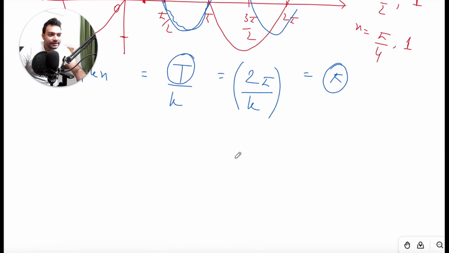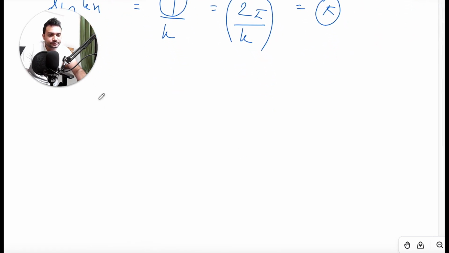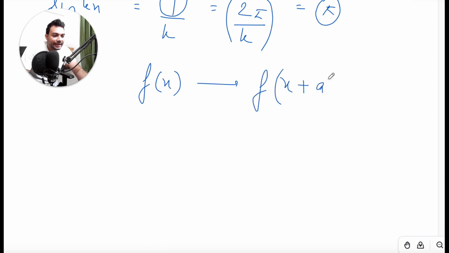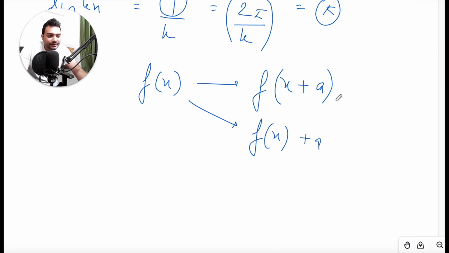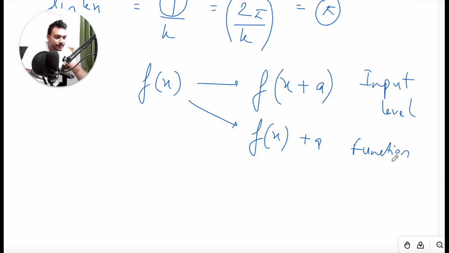So this is one of the transformations. This is done. The next transformation which we see is, you have f of x, it goes to f of x plus a. Okay, the input is changing by a units. Correspondingly, for function level, what will we have? We have f of x plus a. Okay, these are two different transformations. This is the input level transformation. You can remember it like this. This is the input level transformation. This is the function level transformation.